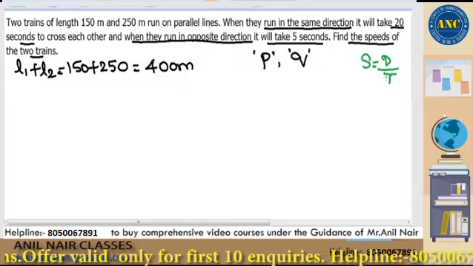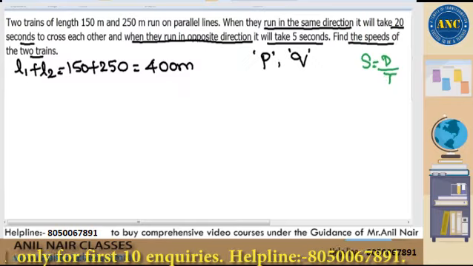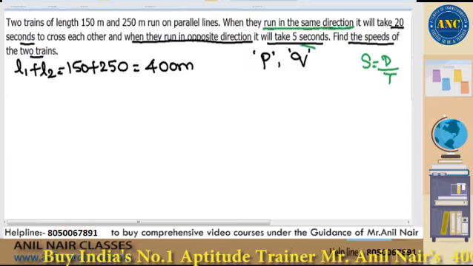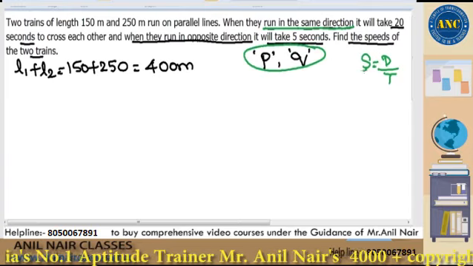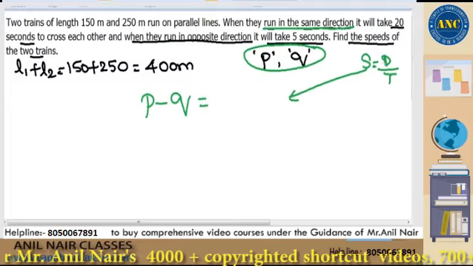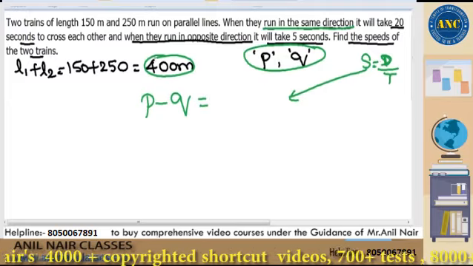Speed is equal to distance by time. So can I say that when they run in the same direction, the speed is nothing but the difference between the speeds. So speed is nothing but the difference, P minus Q. Distance is nothing but the total length. It is L1 plus L2.